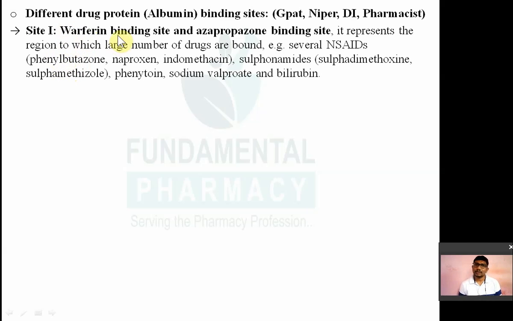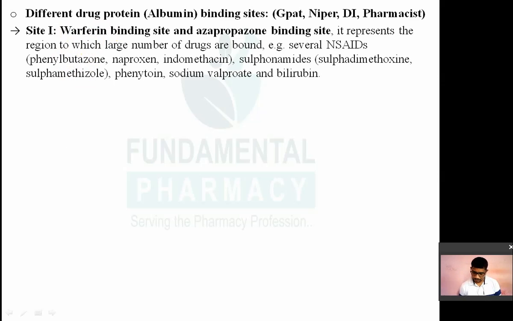But the binding of warfarin to albumin, because warfarin has less affinity to albumin than phenylbutazone. So phenylbutazone will displace warfarin from the binding site and will cause warfarin toxicity, that is nothing but bleeding. Okay, so that is known as a displacement type of adverse reaction or displacement type of interaction.